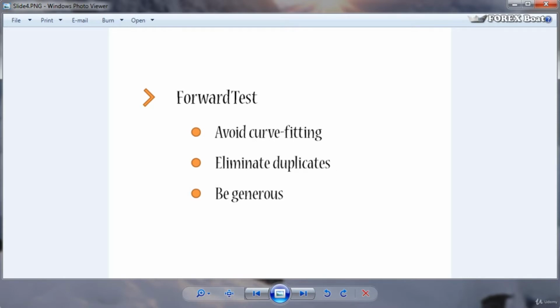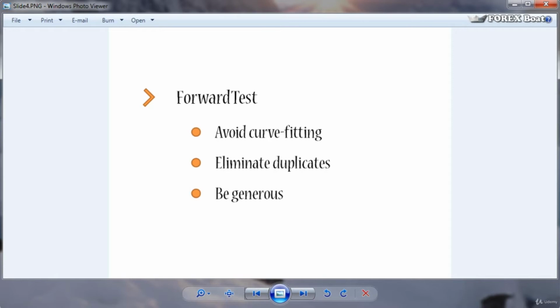Forward tests. 3 main key takeaways here. First, avoid curve fitting. The forward test is designed to help you avoid curve fitting. You optimize on, for example, 3 months, and then you use the next month of your historical data to run a forward test, and that helps you make sure that you're not just fitting your expert advisor to make profit on that particular period of time where you ran the optimization. The forward test is like an additional verification process to make sure that you've avoided curve fitting.